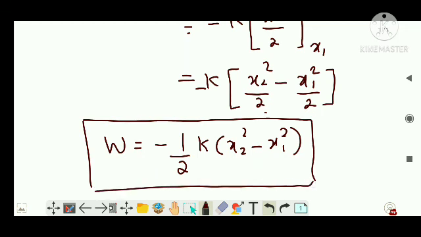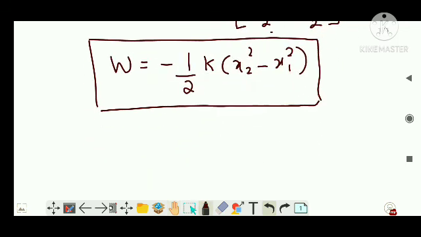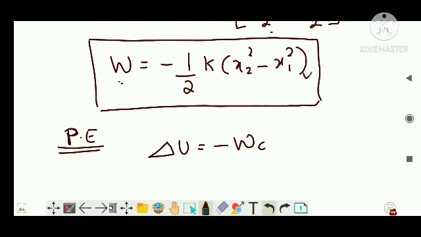Simple, right? Clear? Now similarly, remember we had a relationship for potential energy. If you are asked what is the potential energy of the spring, this work is done on the spring, and that work is stored as potential energy in the spring. Remember I have told you that change in potential energy is equal to minus work done by the conservative force. This is a conservative force.